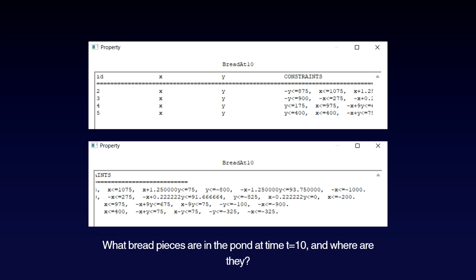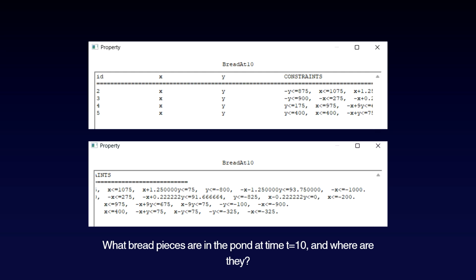And so for this query, we wanted to find what bread pieces were in the pond at a certain time and where they were. So we picked time 10. So we queried out basically just to see, we got the bread ID, we got its X and Y coordinates, and then we said when it's at time 10. So for this, we found that the bread IDs 2, 3, 4, and 5 were all in the pond at time 10.